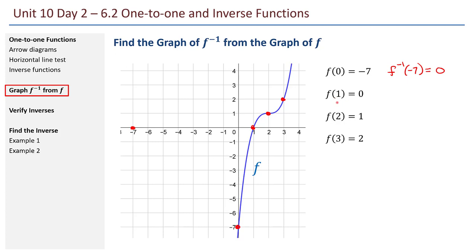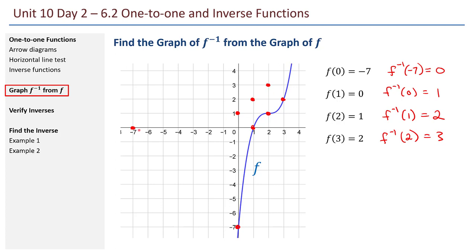Next, f of 1 equals 0, so f inverse of 0 equals 1. I'll plot the point (0, 1). There it is. f of 2 equals 1, so f inverse of 1 equals 2. So I'll plot the point (1, 2). That's a point on my f inverse graph. And f of 3 equals 2, so f inverse of 2 equals 3. f inverse of 2 equals 3, (2, 3).